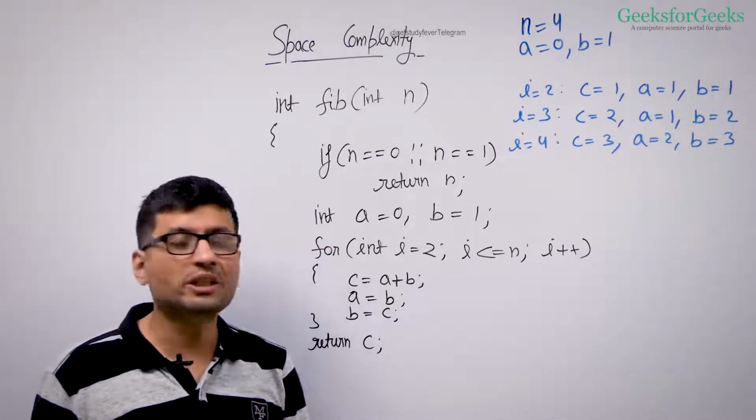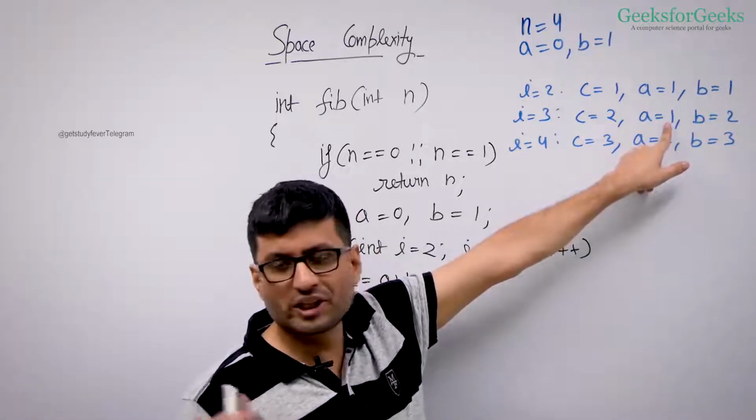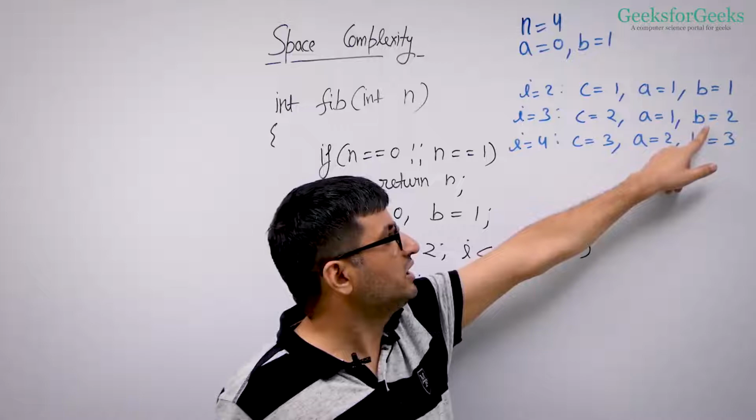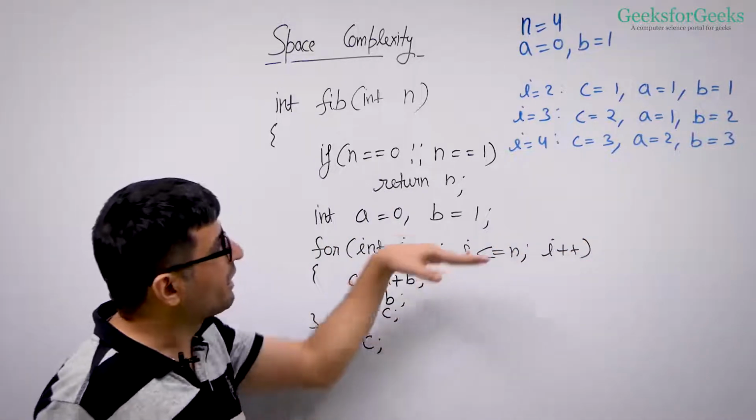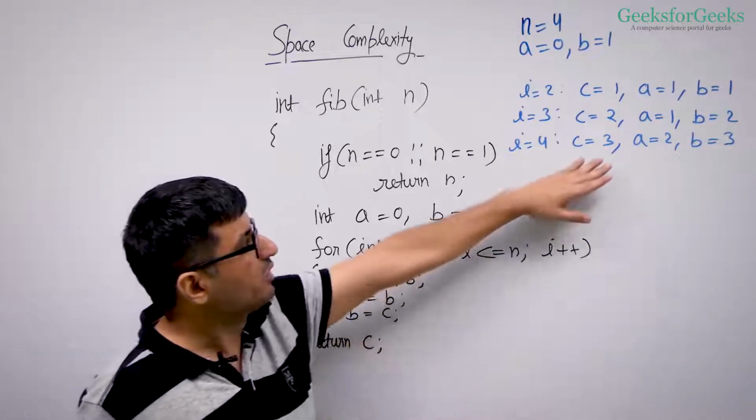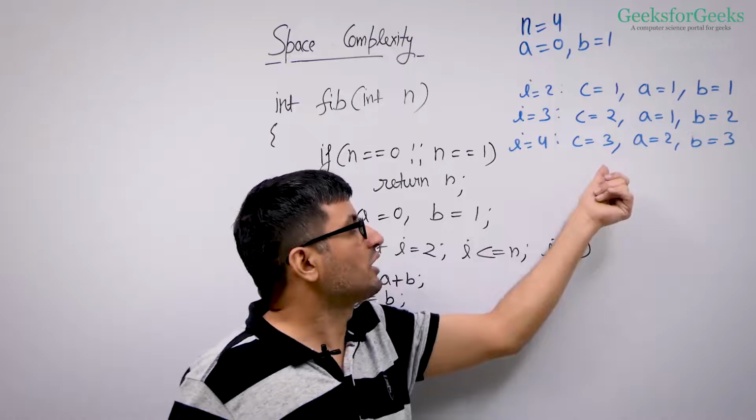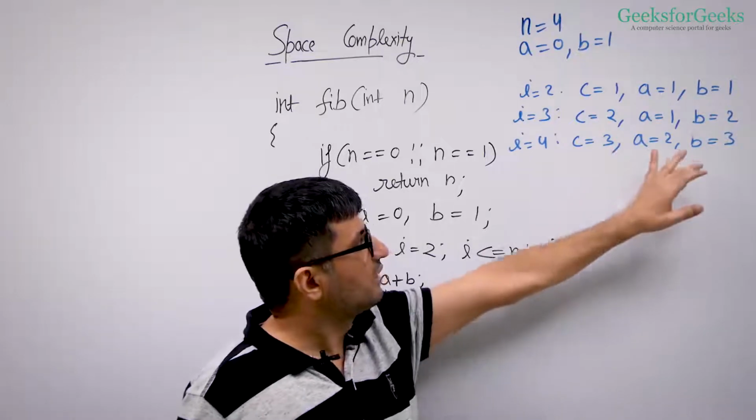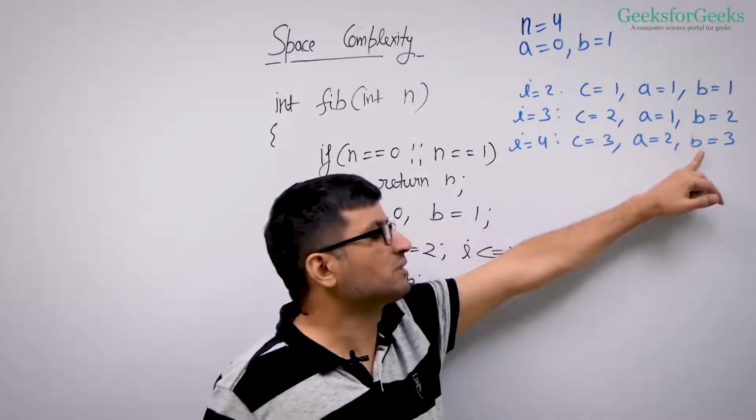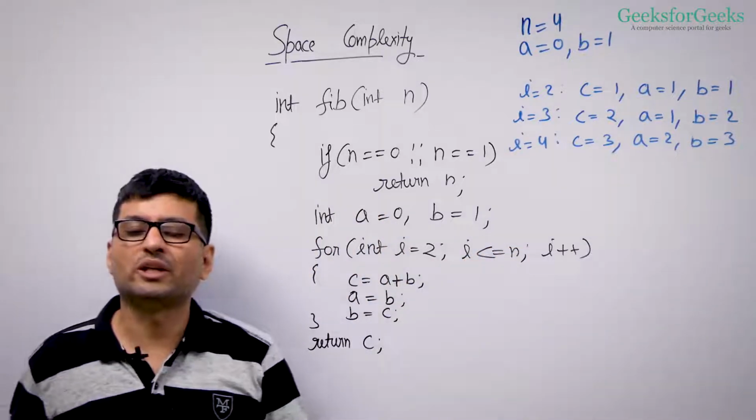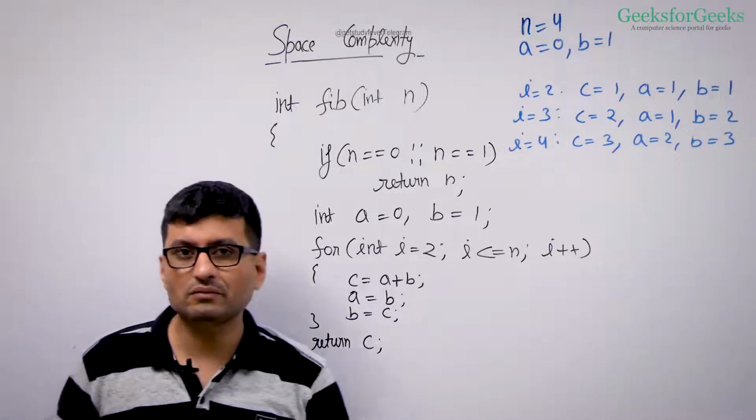We update a as b. So a has the second previous Fibonacci number for the next iteration, and b has the previous Fibonacci number, right? So b is equal to c by the end of this loop, right? So when you begin next time, you have the previous two Fibonacci numbers here. Now you compute the current Fibonacci number, then you update the previous to previous Fibonacci number, then you update the previous Fibonacci number. That's how you get the nth Fibonacci number at the end, and you return it.